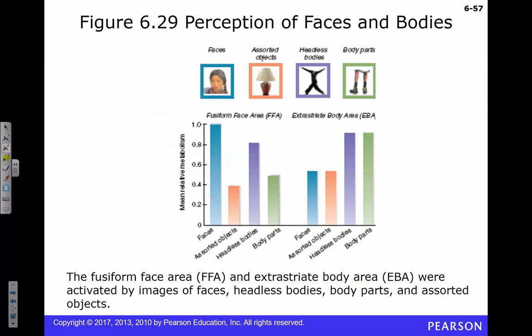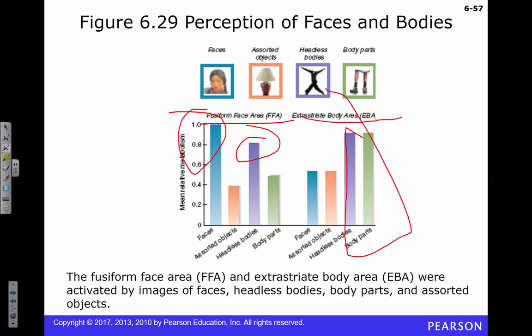Don't worry about this. This is just, again, talking about the fusiform face area. It gets really excited for faces. It sort of gets excited for headless bodies, too. See a headless body, and your fusiform face area is going to get excited about that. Makes some sense. You have an area called the extrastriate body area. That does really get excited when you see headless bodies and body parts.